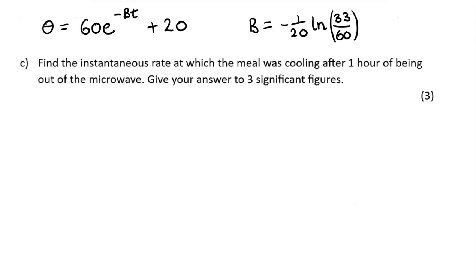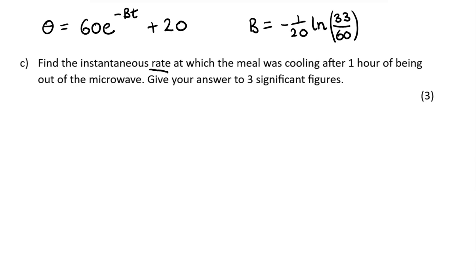Right, now we're on to part C. Firstly, I've just put the key parts that we've found so far at the top there. So part C is find the instantaneous rate at which the meal was cooling after 1 hour of being out of the microwave. Give your answer to 3 significant figures. I really want to emphasize that word rate there. We're not finding the temperature after 1 hour, we're finding the rate at which it's cooling.